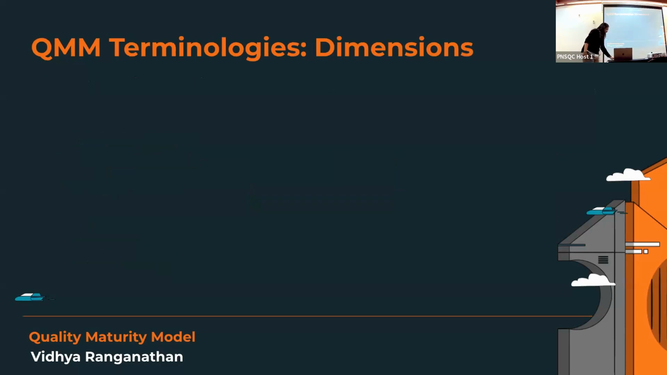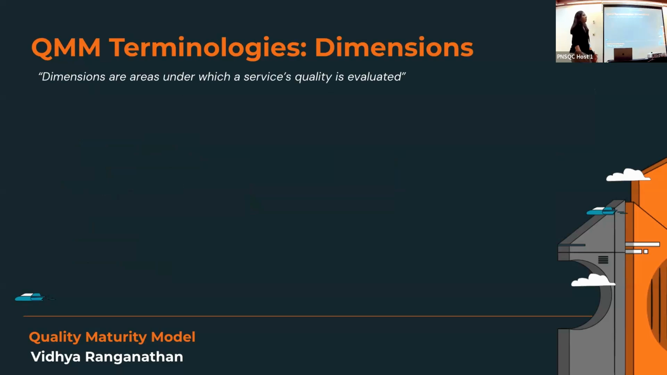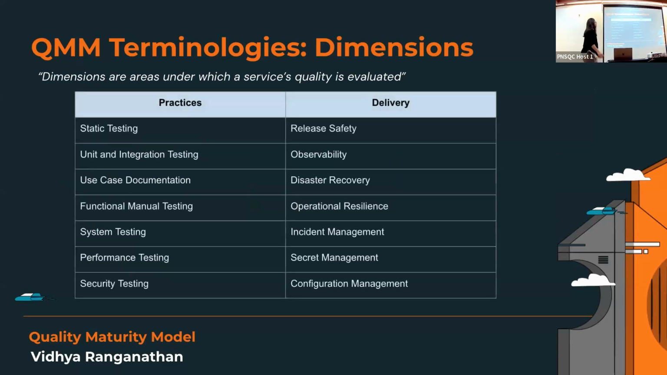So yeah, first thing is dimension. Dimensions are basically areas under which your service's quality is measured. I'm calling it a service, but you can call it a product. You can term it as the system under test concept. So that's what a dimension is. These are the dimensions that we will use to measure or evaluate the quality of it.